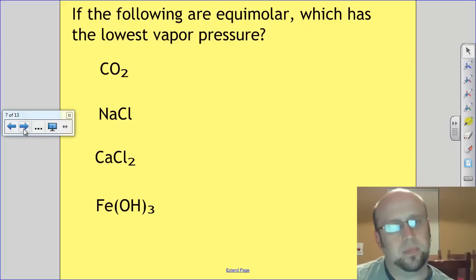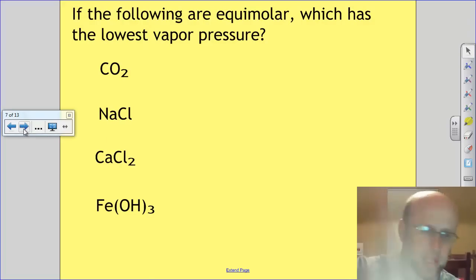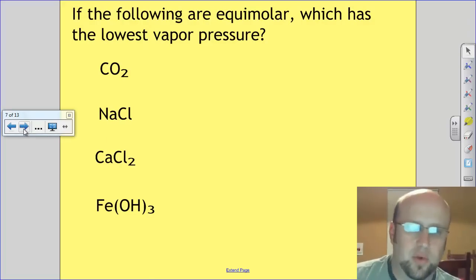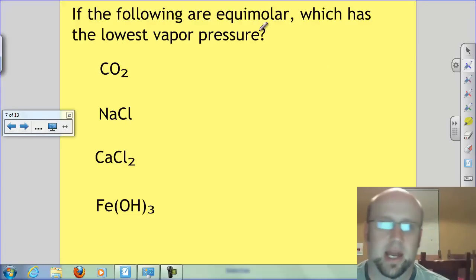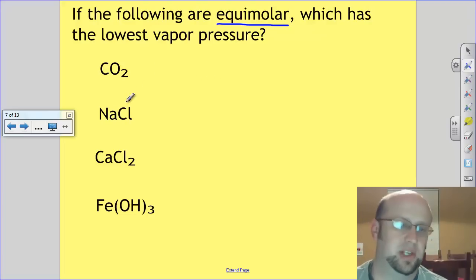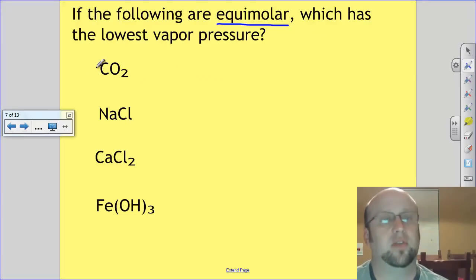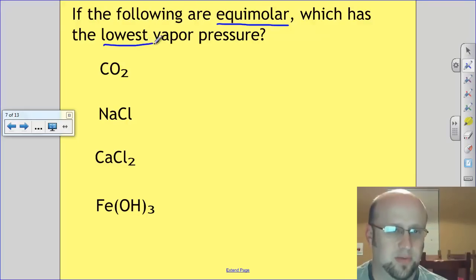Okay? So, knowing that, if we've got these 4 compounds, which one is going to have the lowest vapor pressure? The key term here is that they are equimolar, which means we can basically assume that they're all 1 molar or 6 molar or whatever. It doesn't really matter. They all have the same molarity. So if that's the case, what determines which one has the lowest vapor pressure?